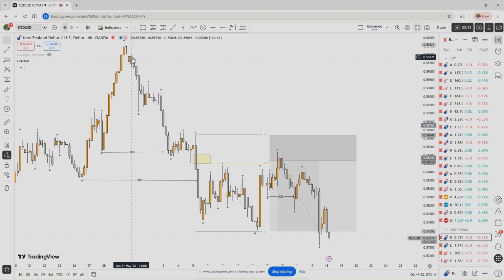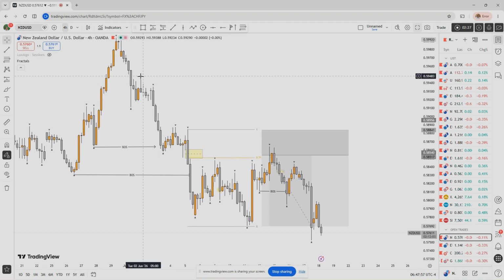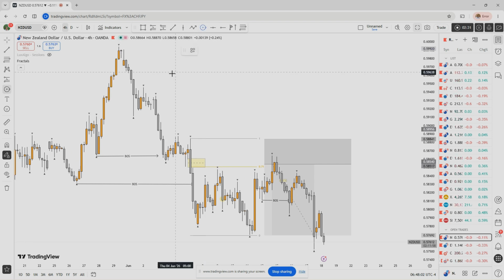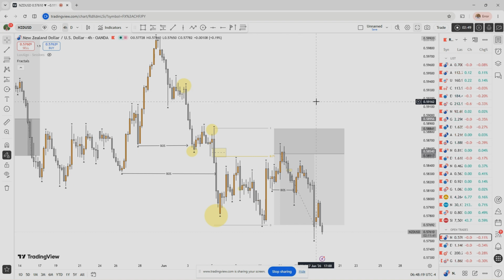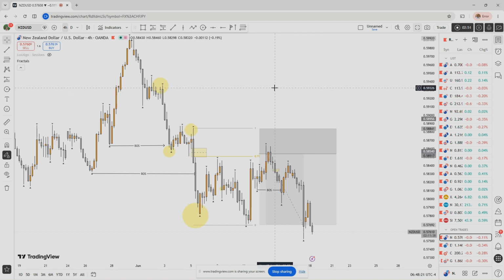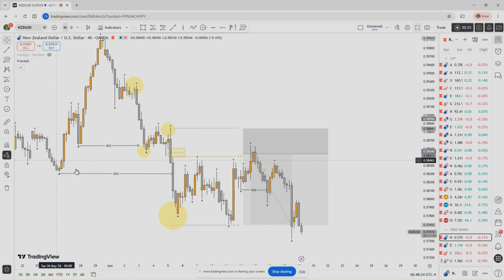So we are bearish, making lower highs and lower lows, right? Look at this high, this is a lower high, and this high didn't break that high, making lower lows, lower highs, right? So we are basically bearish. And we have these two major breaks of structure, right?